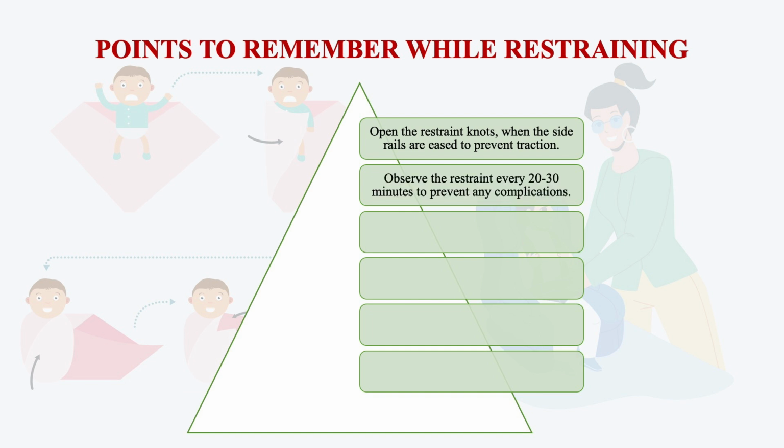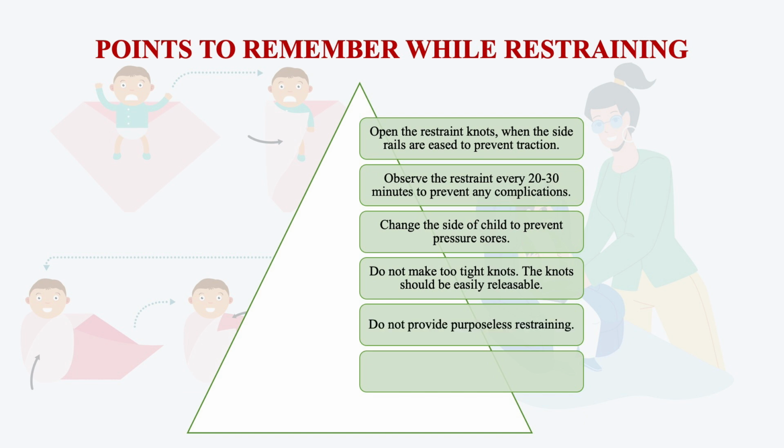Observe the restraint every 20 to 30 minutes to prevent any complications. Change the side of the child to prevent pressure sores. Do not make too tight knots. The knots should be easily releasable. Do not provide purposeless restraining. Do the recording and reporting properly. So these were the various points that as nurses you must know and must keep in mind while you are restraining the child. Coming to the various types of restraints, which I will be also demonstrating later on.